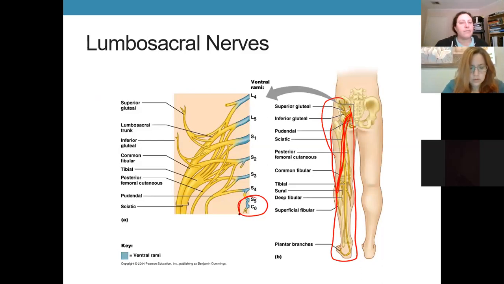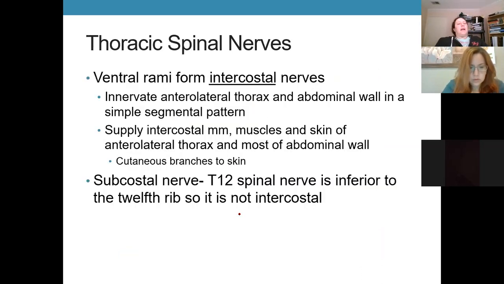Okay, so there are a couple of ventral rami that don't form plexuses though, and those are your thoracic spinal nerve ventral rami. So instead, they form what are called intercostal nerves. So every ventral ramus just runs between two ribs and innervates the anterolateral thorax and abdominal wall. And because they're emerging from one segment to another, it's a simple segmental pattern.